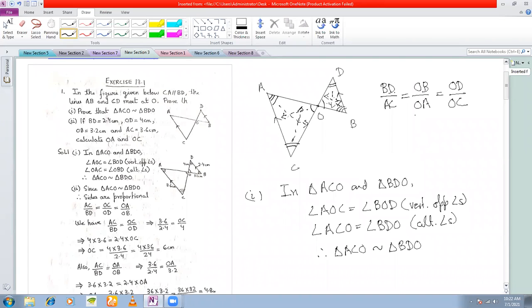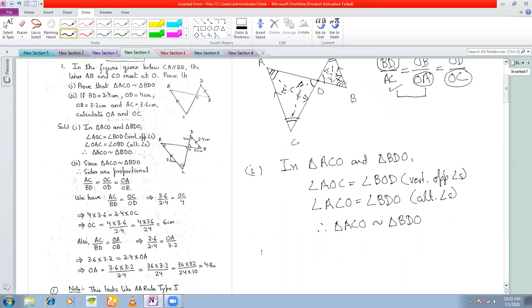Now, in the second part, certain lengths are given. You need to calculate OA and OC. So these two you need to calculate. Now let's see what lengths are given. BD is given to you. Next, OD is given to you. OB is given to you. AC is given to you. That means to find OA, we need to take these two equalities.